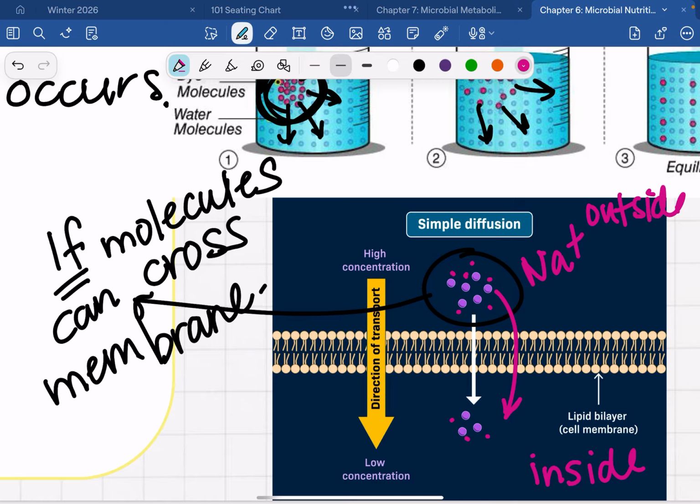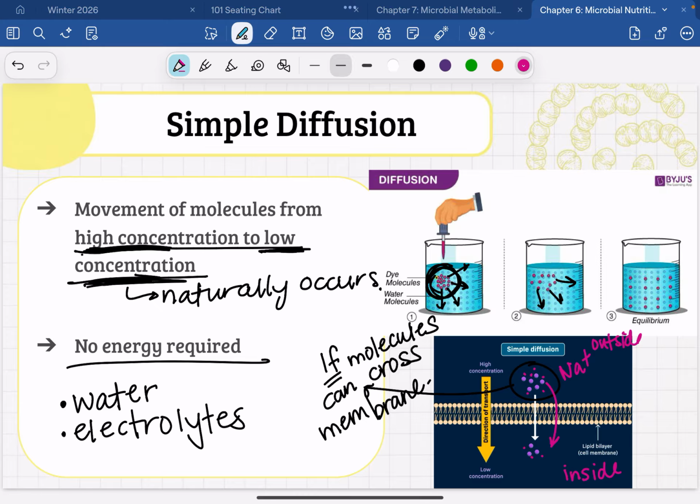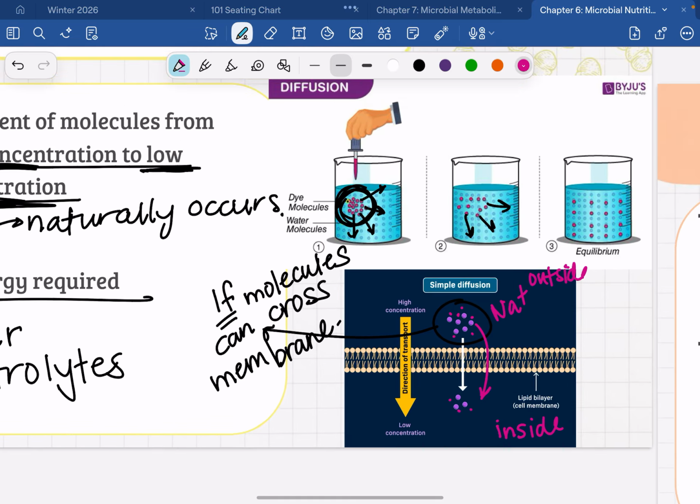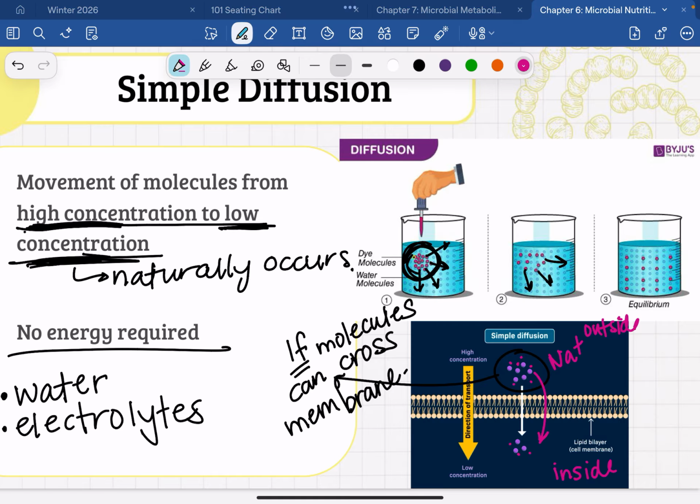Will naturally flow inside the cell, what we call down its gradient, meaning from high concentration to low concentration. Flows downriver. Okay? And that is what diffusion is. But remember that this diffusion only works if molecules can cross the membrane. And there's only a couple things that can do that. It's mostly just water. There's a couple of electrolytes that can.